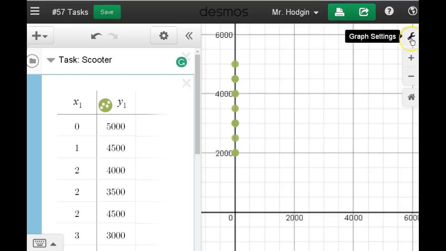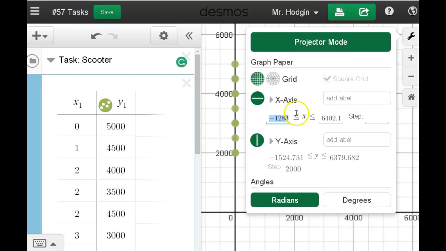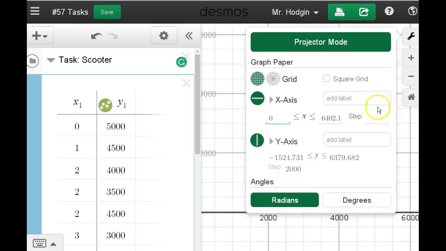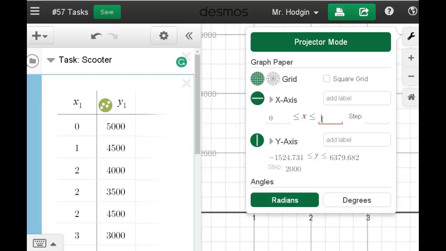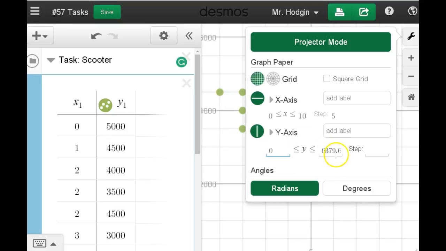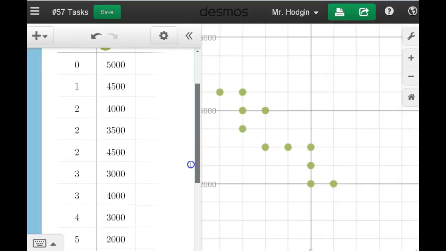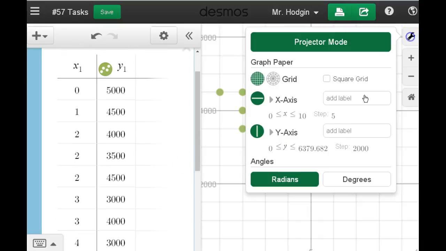So what you're going to do is go back to these graph settings on the wrench here. Go back to here. And then right here you can actually type in manually where you want the x to start and stop. So for this table it starts at 0, so I can change that to 0. And I want this to stop, I'm going to say 10. Right? And the y also starts at 0. And I'm going to make it go up to, I think the highest is 5,000 or so. So I can go up to maybe 6,000.